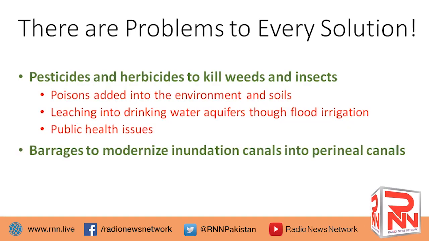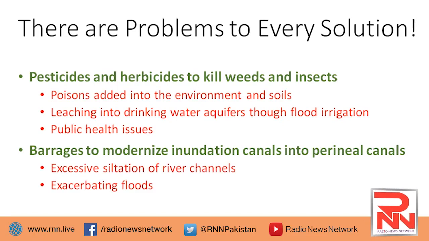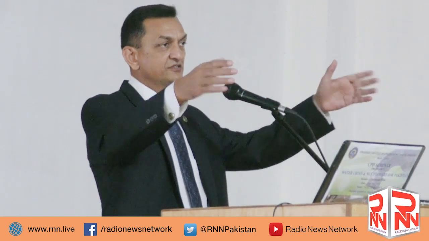We created barrages to make our canals perennial from inundation. So that was a technological advancement. It solved our problem of diverting water at any time of the year, not just in the flood season. But then, when you create a barrage, it slows down the velocity of water and the river bed starts silting up. You create a cross section with flood protection dikes and a barrage in front, and that cross section can contain a certain amount of water.